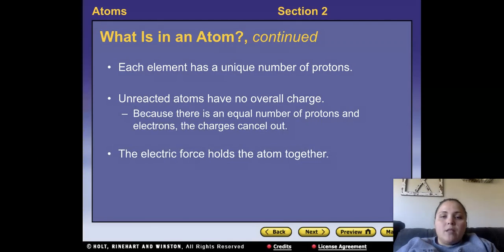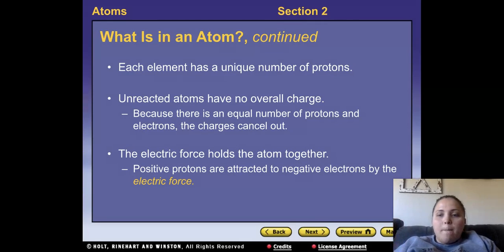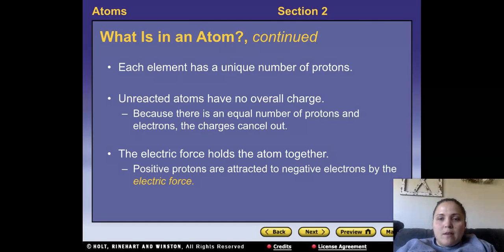Each element has a unique number of protons. So the number of protons is what makes each element what it is. Carbon has 6 protons, and no other element has 6 protons. Nitrogen has 5 protons, and no other element has 5.